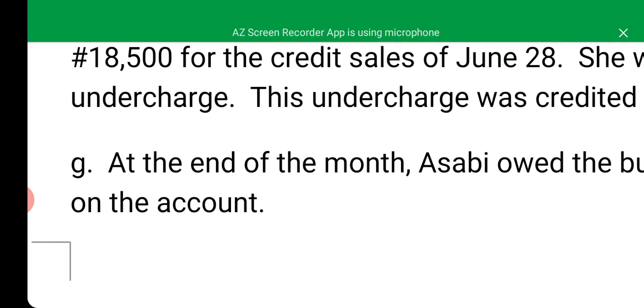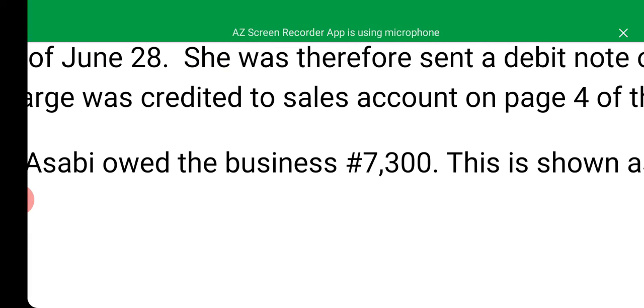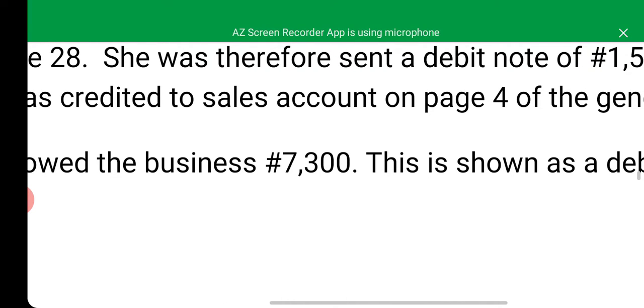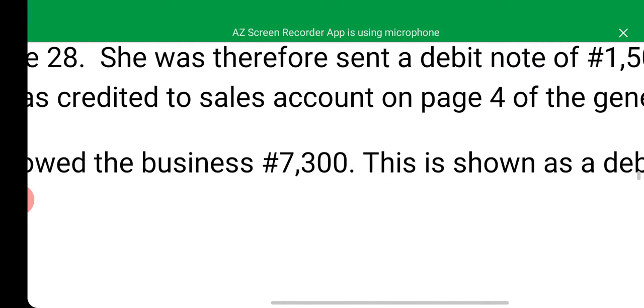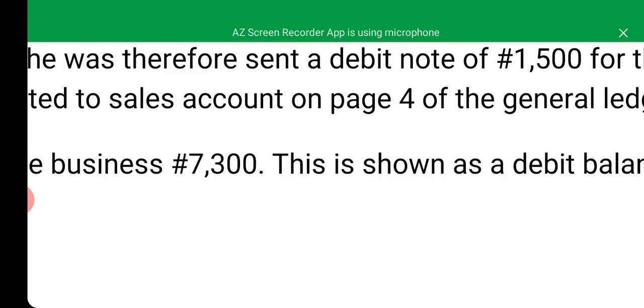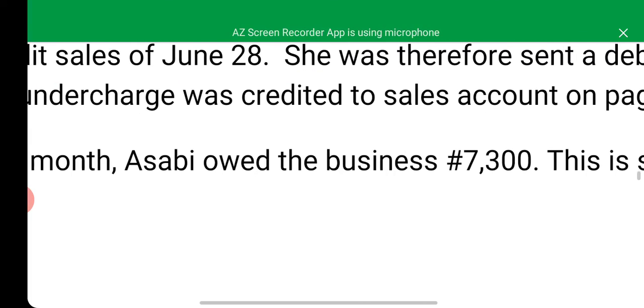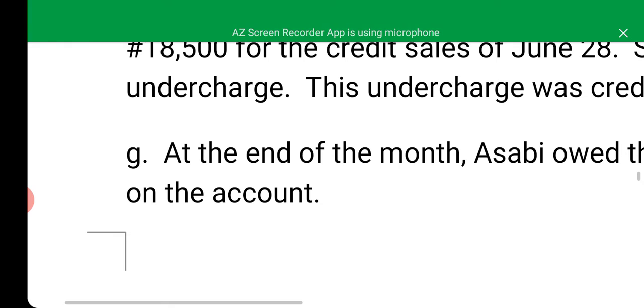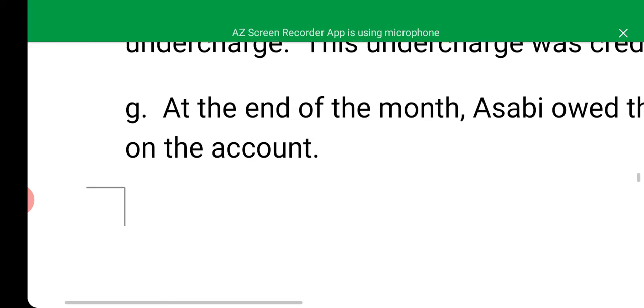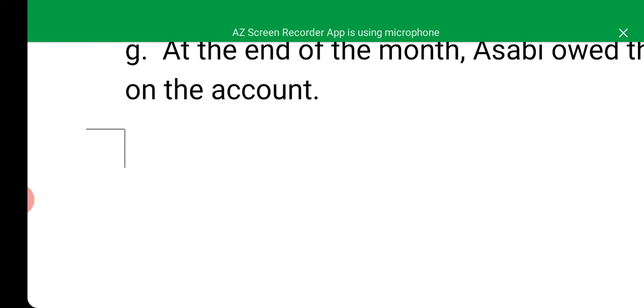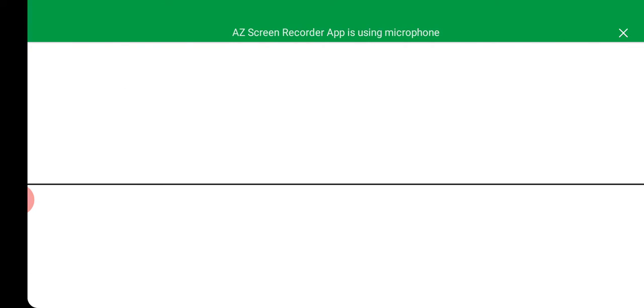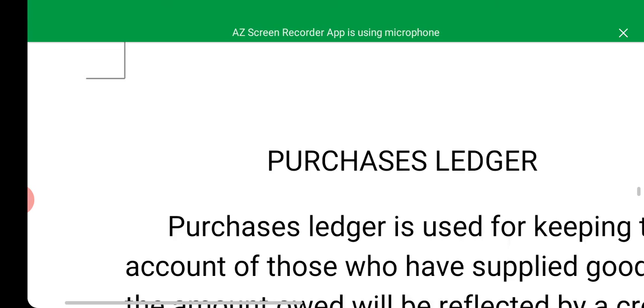Then at the end of the month, Asabi owed the business 7,300. That is the balance between the receipt and payment side. So this is shown as the debit balance on the account. That's how the information we have in the sales ledger was being recorded. So that is as far as the sales ledger is concerned.